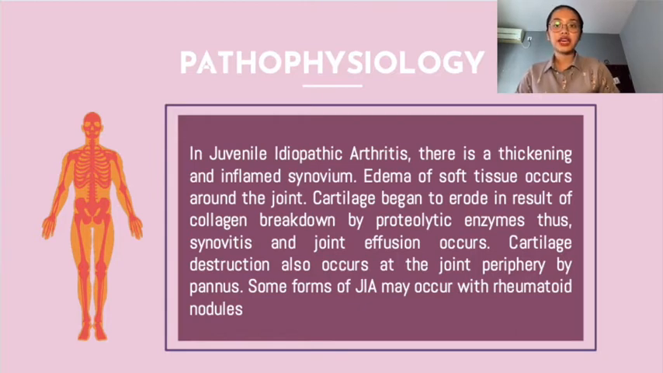Some forms of JIA may occur with rheumatoid nodules. The risk of flexion contracture can be increased by muscle spasm and joint inflammation. There are risks of ankylosis of affected joints over time. During active disease, growth retardation may occur, and with severe disease, corticosteroid treatment might significantly affect growth retardation.